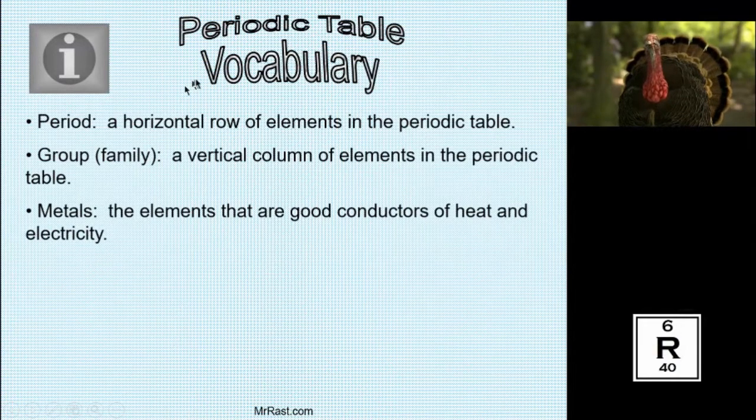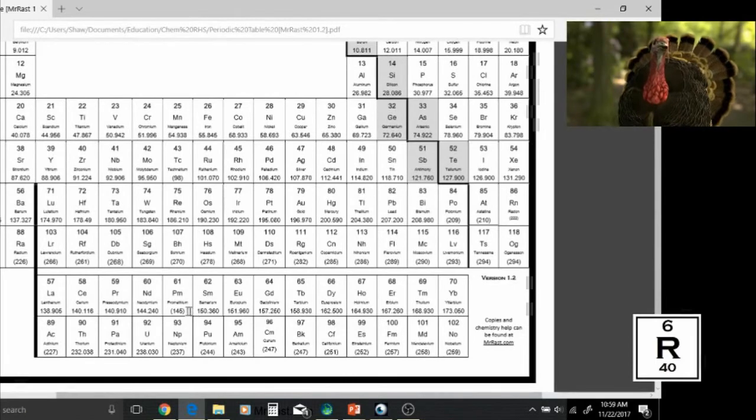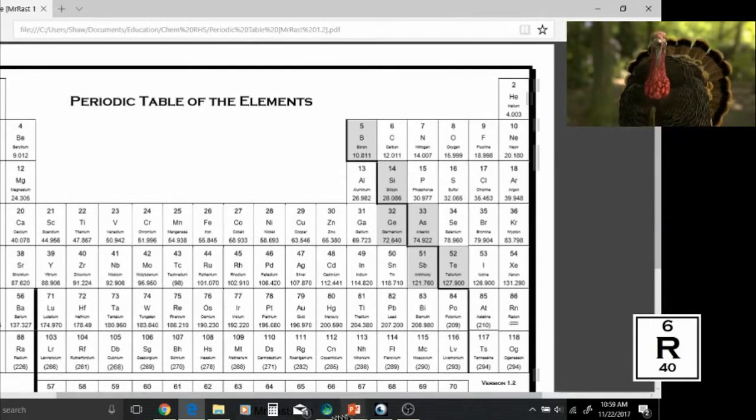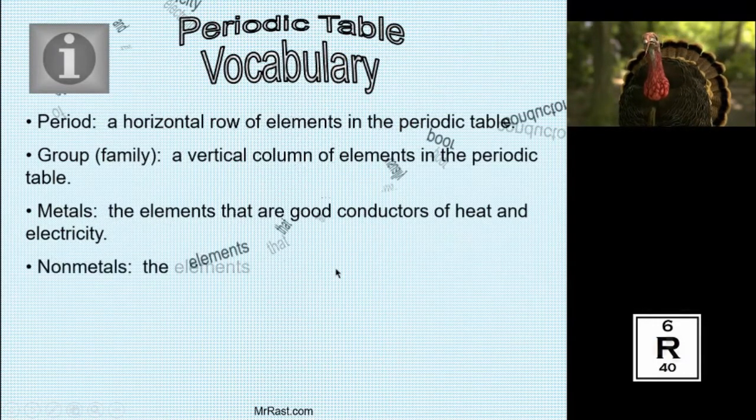Okay, the next term is metals. Metals, these are elements that are good conductors of heat and electricity. So when we talk about the metals on the periodic table, if you notice a lot of periodic tables, they have this little stair step line here, and your metals are located to the left of that line. So the elements to the left, which would include our little F block over here, all of these guys here would be our metals, okay? Metals, it's fun to say. So they are good conductors of heat and electricity.